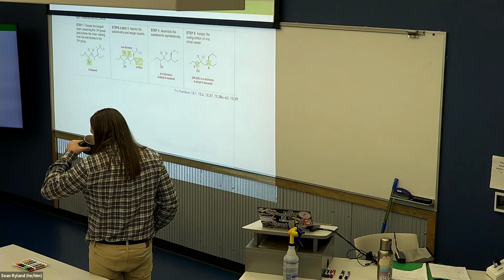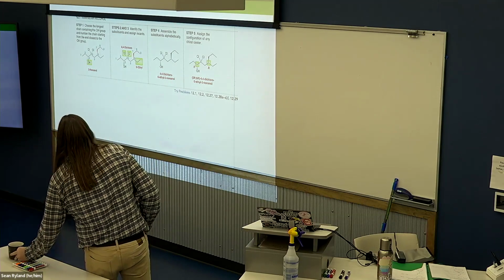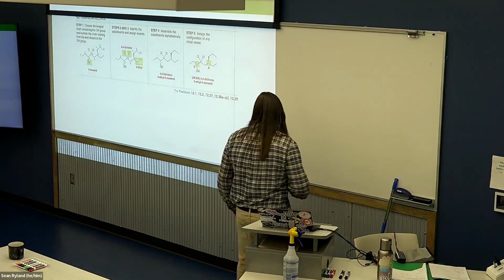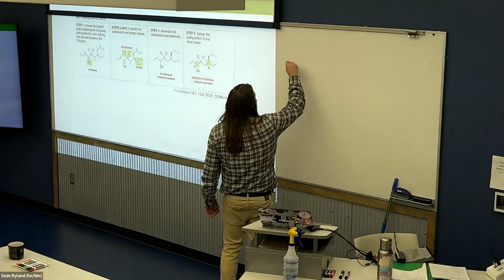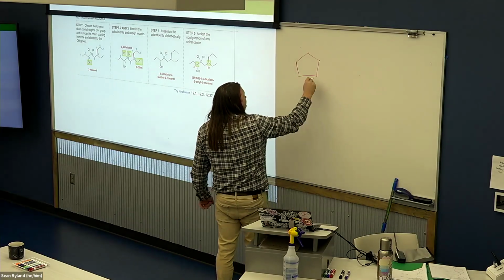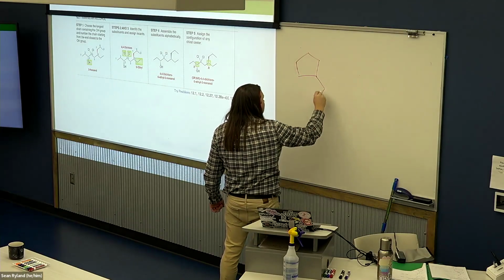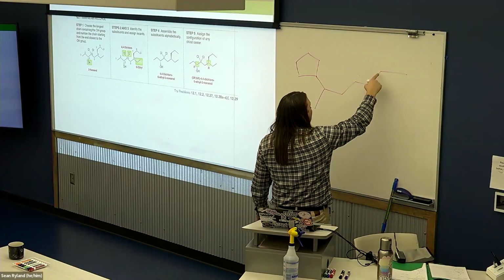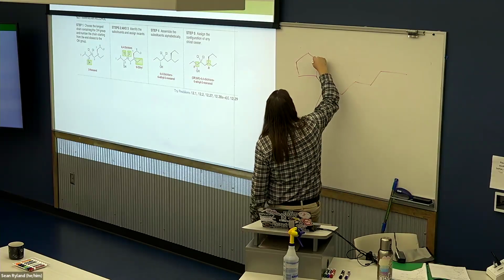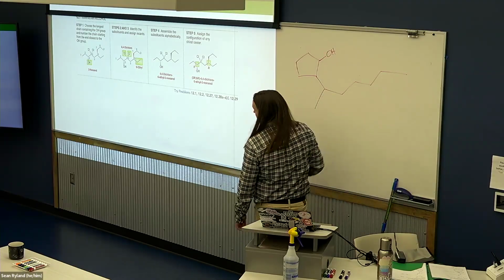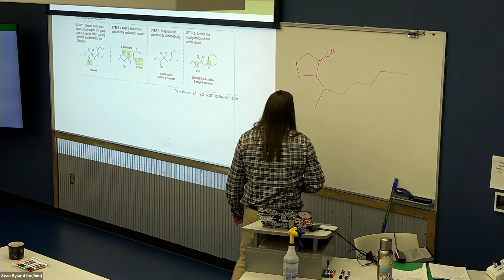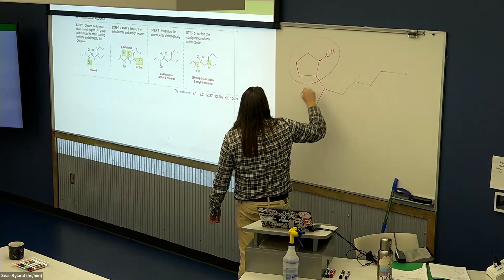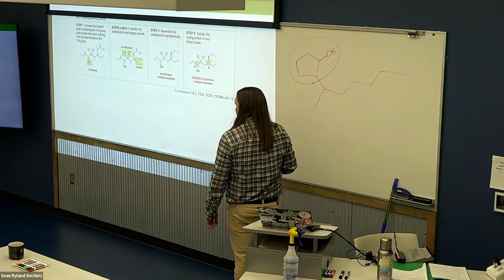But we still don't want to count in and out of rings. Correct. So if we have something like this, we're still only going to count the ring. One, two, three, four, five, six, seven. So this we're going to name as cyclopentanol with the big long branch.